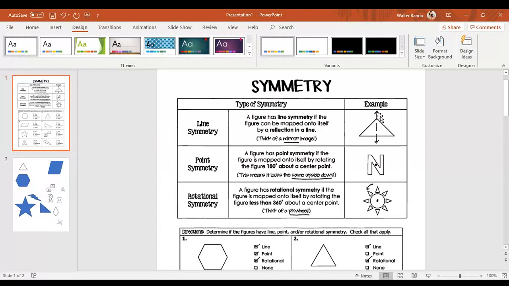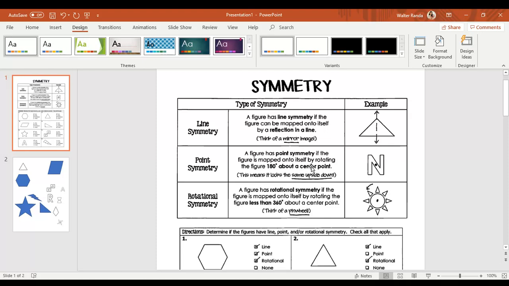So if you imagine yourself folding this triangle in half, it would be a perfect match. So it would map onto itself, and that means it has a line of symmetry right here. So it has that symmetry. Think of a mirror image, think of a reflection. This is line symmetry. So this is something you're probably more familiar with. The two next types are something that you're probably less familiar with. That's point symmetry and rotational symmetry.